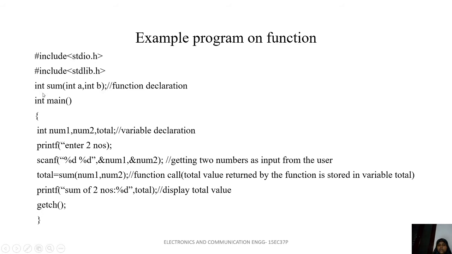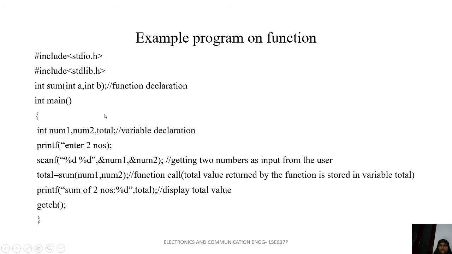Here I have written the data type as int, followed by the function name. The function name is sum, and it has two parameters, int a and int b. You can declare it as int comma int, or as int a and int b, as I told you in the previous slides. So this is the function declaration statement, where you declare the function name followed by its return type, the parameters, and a semicolon.